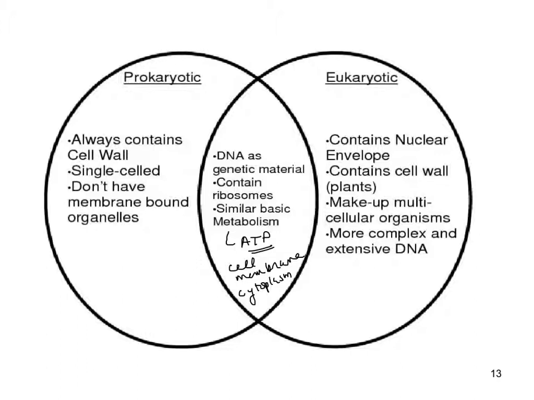Eukaryotes do have a nucleus, so we could say they contain a nuclear envelope. That's the membrane for a nucleus. They often contain cell walls, so plants plus fungi plus algae plus protozoa. Okay. They include multicellular organisms, although they also include many microbes. And in general, they have a more complex and extensive arrangement of DNA. They have something called chromatin.